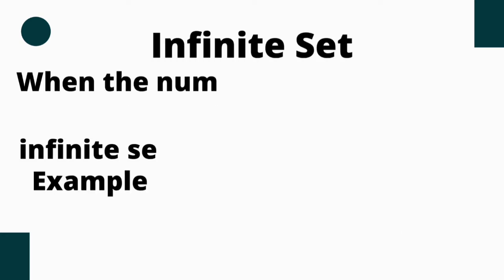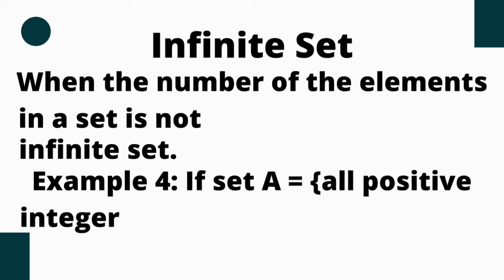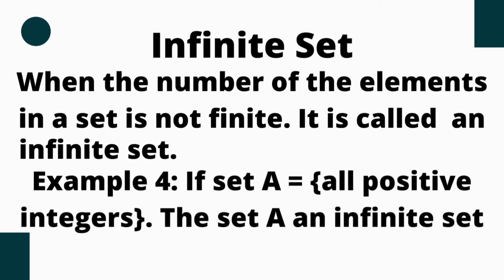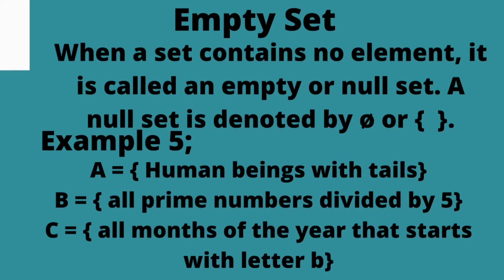That is, it tends to infinity. So in this case, all positive integers are 1, 2, 3, 4, 5 till infinity. Therefore, since the end is not defined and it does not have a specific number, it is called an infinite set. Alright? Now let's consider another heading which is called empty set.